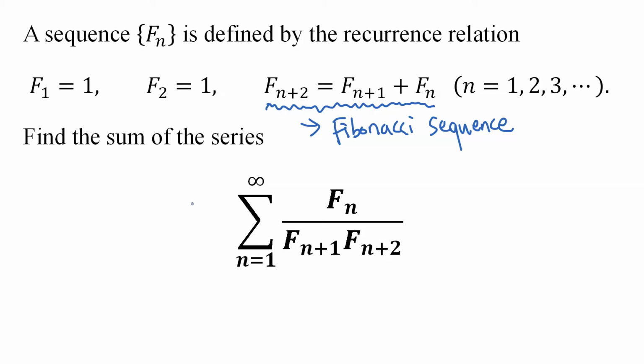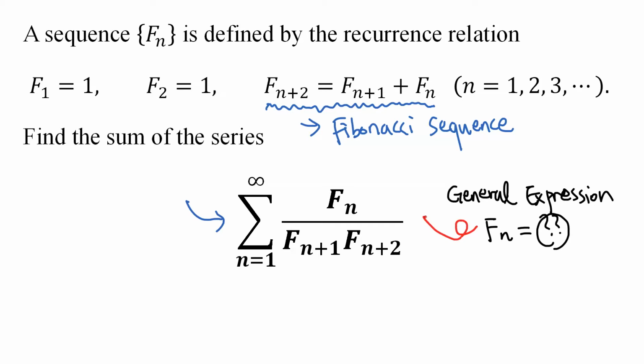Now let us find the sum of this infinite series, the infinite sum of Fn over Fn+1 times Fn+2. Before we go, I want to say that, of course, one of the most straightforward ways of doing it is just to find the general expression and just plug it into this sum, but I am not going to do that.